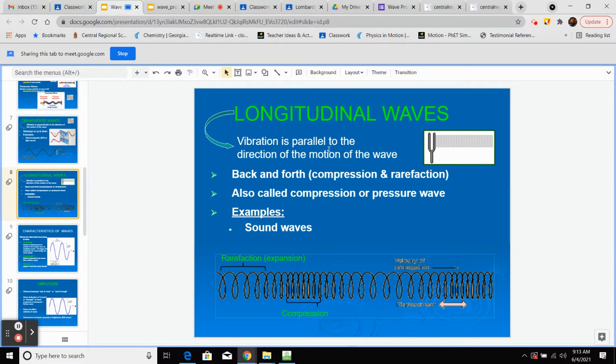Longitudinal is the back and forth motion. So yes, springs or slinkies can make this wave, but the most common example is going to be sound waves. So you're going to type in sound. Sound wave works. The whole word works. If you just typed in sound, that should work as well. Either way works.